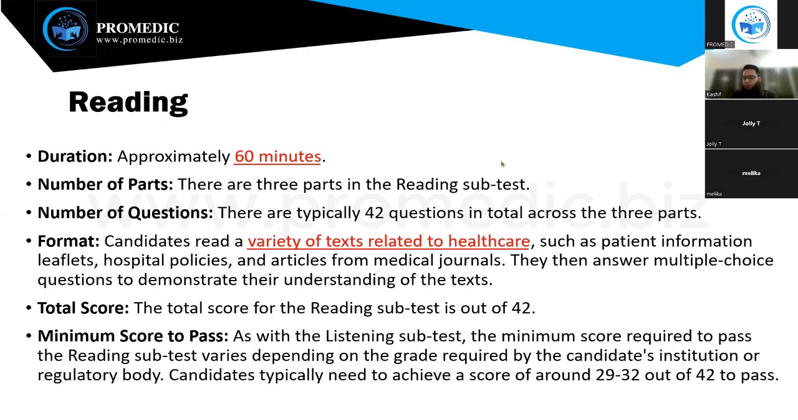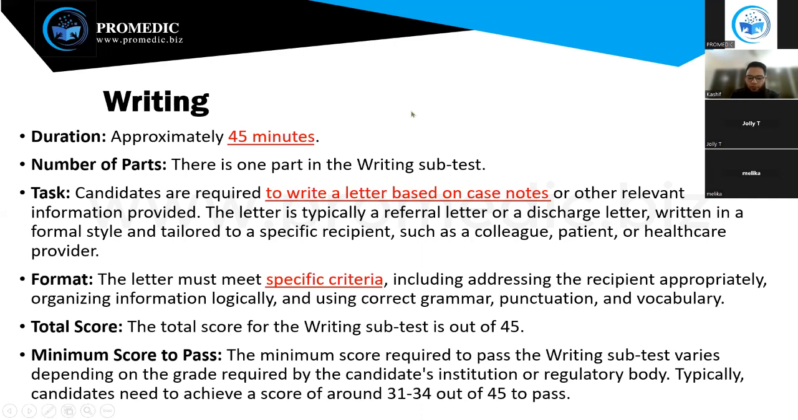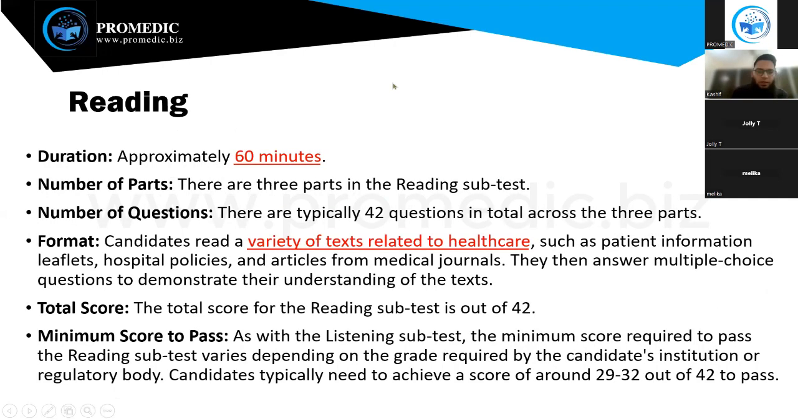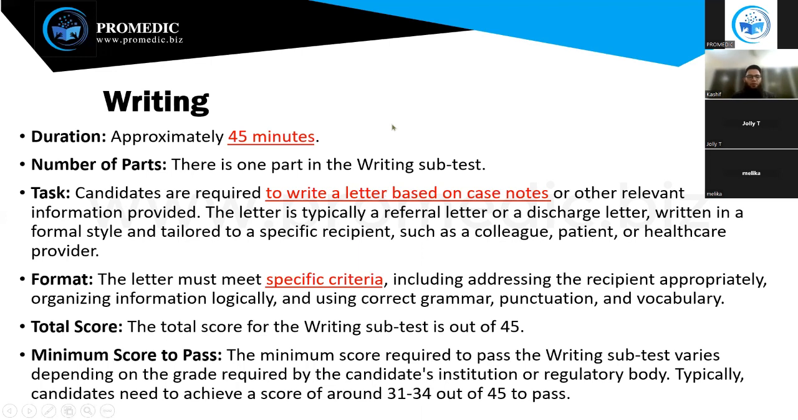Okay, moving on. I think we have given enough time to reading. Moving on to the writing one. Guys, do not panic about the reading one. We will have a reading practice. So, writing.